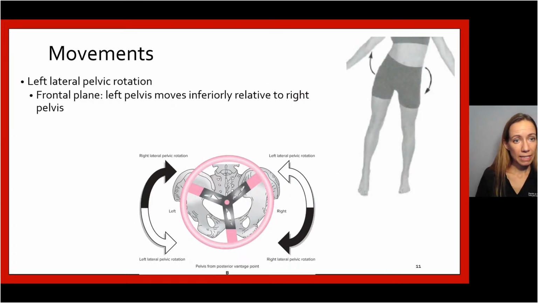The next two movements are going to be the lateral pelvic rotation movements. Left lateral is going to be where our left pelvis moves inferiorly relative to the right pelvis. So if you're raising one hip above the other hip while standing, this is the motion that you're doing. Left lateral pelvic rotation would be when your left hip drops down relative to your right hip. So in other words, your left pelvic bone is moving inferiorly, and the right pelvic bone is moving superiorly.